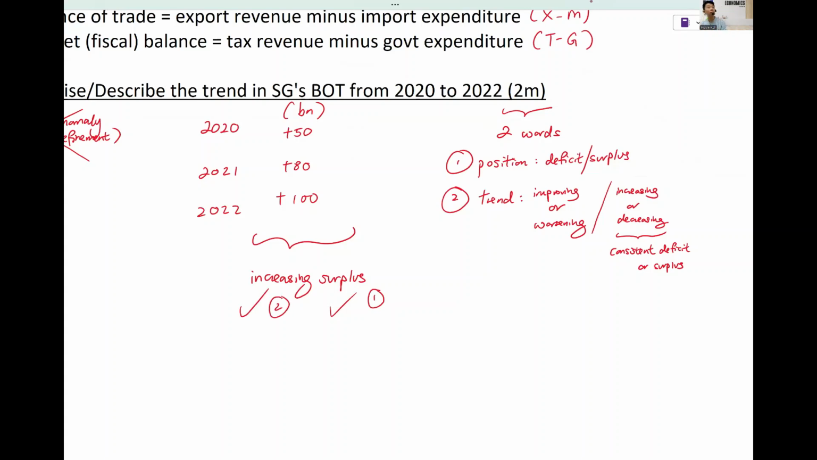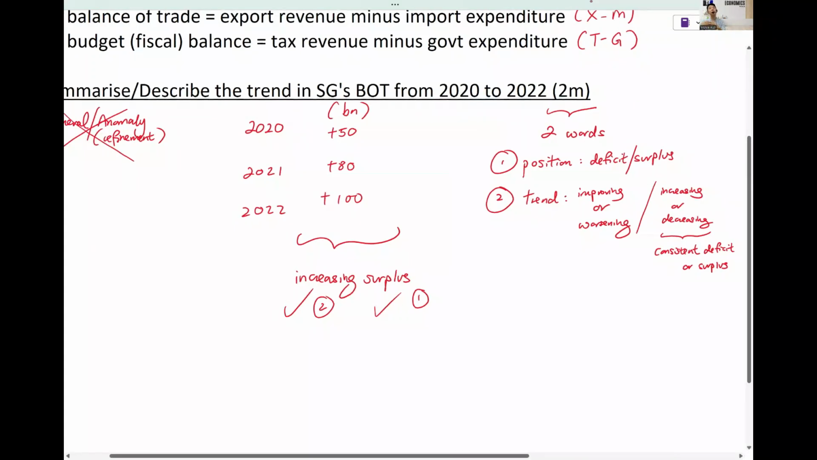So we must be very confident and give very precise answers. Because some students who are not very confident, what will they do? They will try to make the answer longer. They will define balance of trade. Then they will say the trend in Singapore's balance of trade from 2020 to 2022 is blah, blah, blah. Worse, they will cite the numbers. You realize we never cite numbers in trends? At most, you cite the time period, not the value.